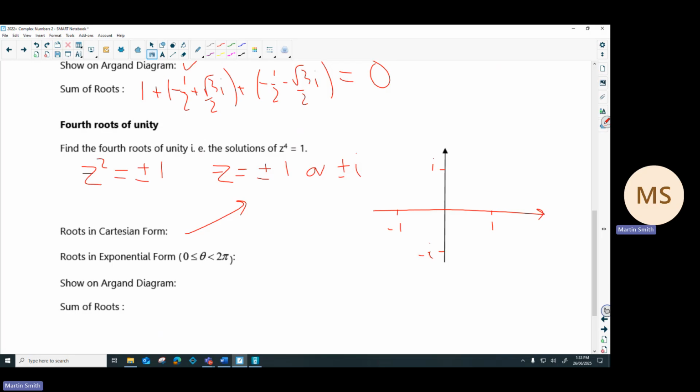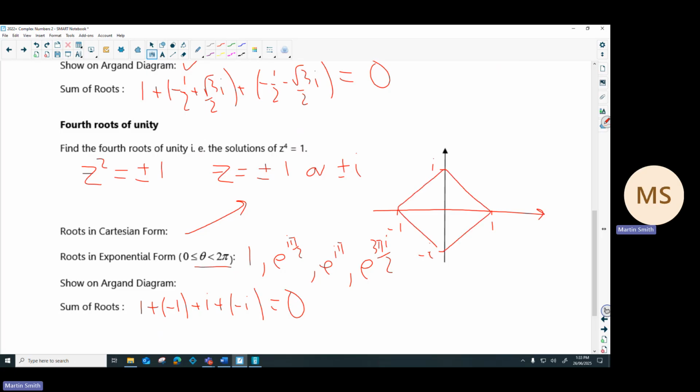If you write them in exponential form, the first one is 1. The next one has an argument of pi over 2, e to the i pi over 2. The next one has an argument of pi, e to the i pi. And the next one will have an argument of either minus pi over 2, but between 0 and 2 pi, that's going to be 3 pi over 2, so e to the 3 pi i over 2. I've shown them on the Argand diagram. The sum of the roots, if you do 1, add minus 1, add i, add minus i, it just cancels out to give 0. And these form an equilateral quadrilateral, which you would probably call a square. So they form a square on an Argand diagram.